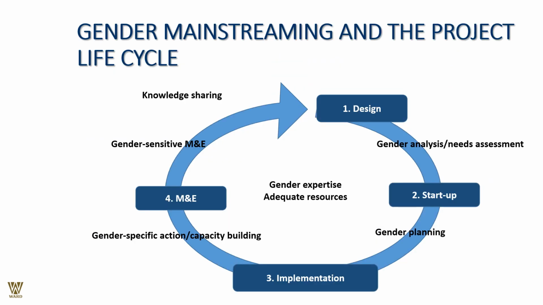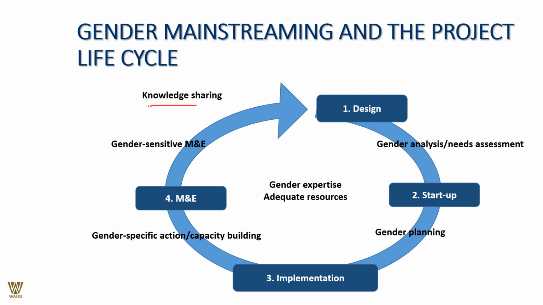Gender mainstreaming and the project life cycle is knowledge sharing, what we are looking into. This is my end result and the first result. This is why I have kept the knowledge sharing part separately altogether. Right from designing to gender analysis, the needs assessment, the startup, the planning, the implementation, the capacity building, the gender specific action, the monitoring and evaluation, the sensitivity of the gender monitoring and evaluation pattern is all about it. We start with knowledge sharing.